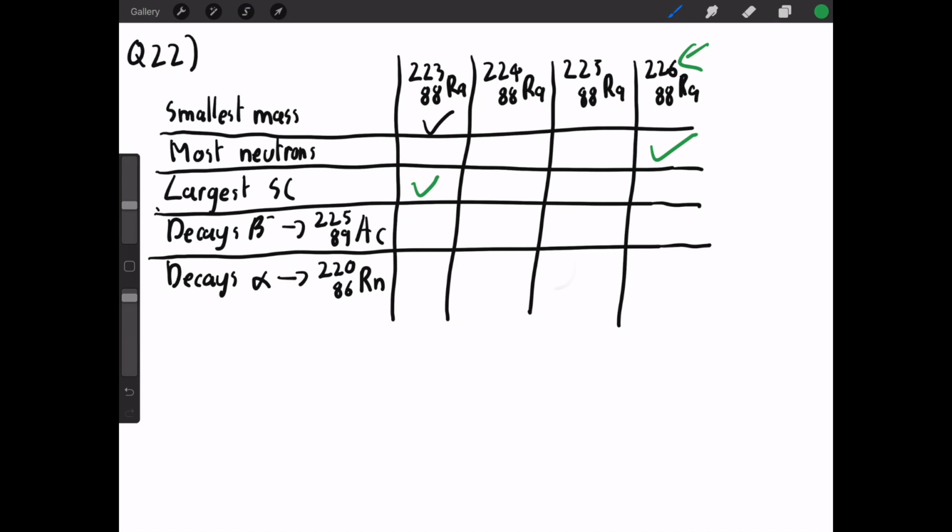One which may decay by beta minus decay to form 225, 89. Well, beta minus decay doesn't change the mass number, so it's got to be 225. And of course the bottom one's gone up by 1, that's fine.